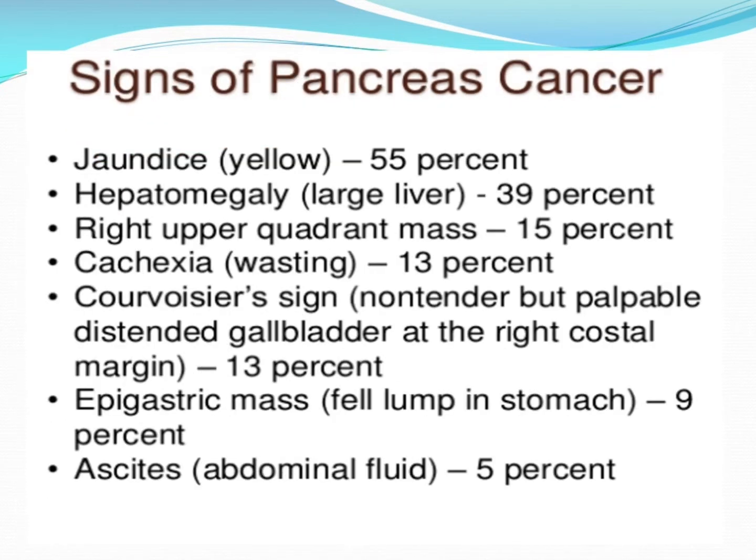The signs of pancreatic cancer include jaundice and a palpable distended gallbladder, which is called Courvoisier sign. In advanced cases, the patient may develop an epigastric mass, ascites, and cancer cachexia.